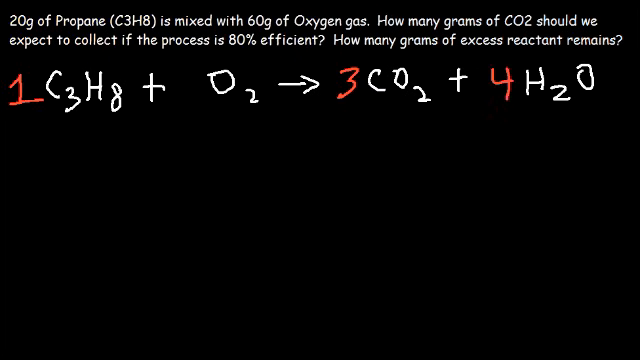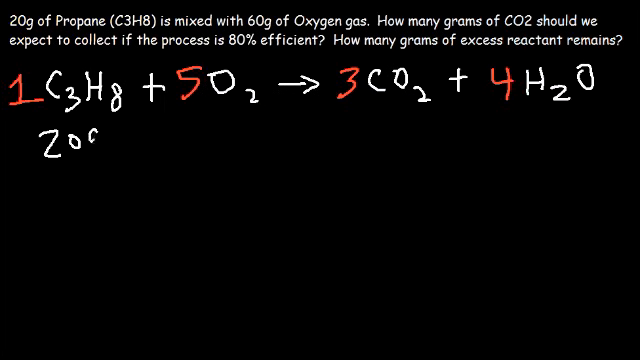Now, how many oxygen atoms do we have on the right side in total? 3 times 2 is 6. 4 times 1 is 4. So we have a total of 10 oxygen atoms on the right side. 10 divided by 2 is 5. So we need to put a 5 in front of O2. Now the combustion reaction is balanced. So what is our next step?